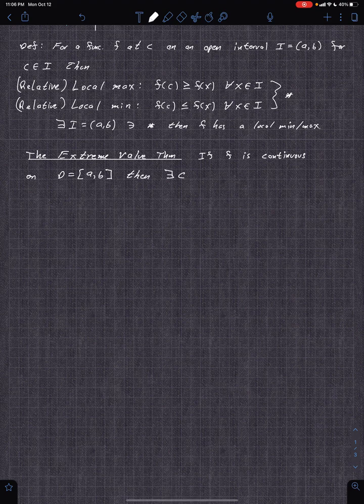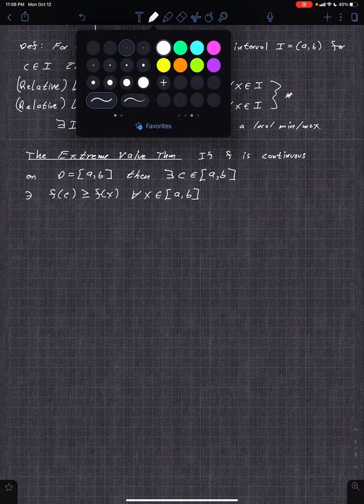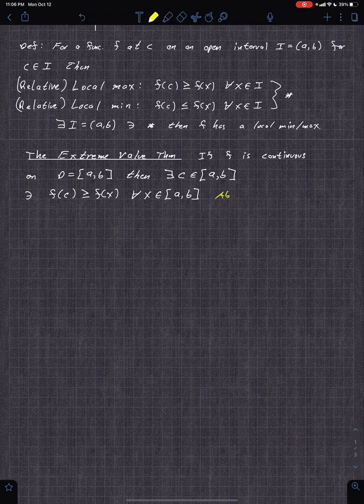there exists a C in the closed interval from A to B such that, remember that backwards thing means such that, f of C is greater than or equal to f of x for all x in AB. Okay, so that's absolute maximum. That's what that would mean. This is absolute. There exists an absolute max. The next one will be absolute min.